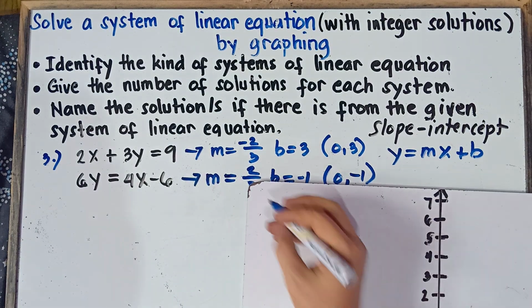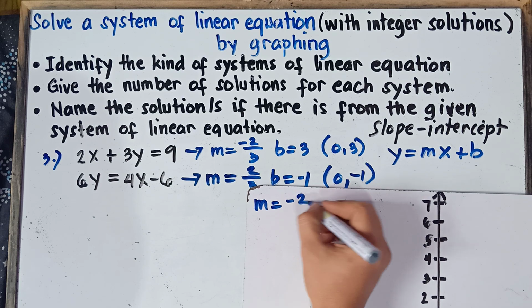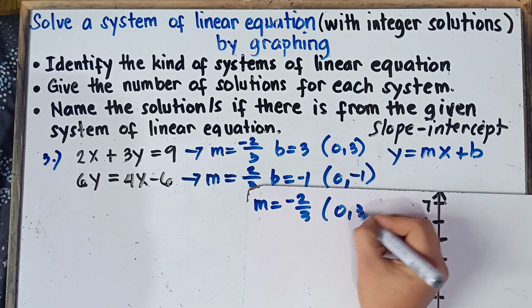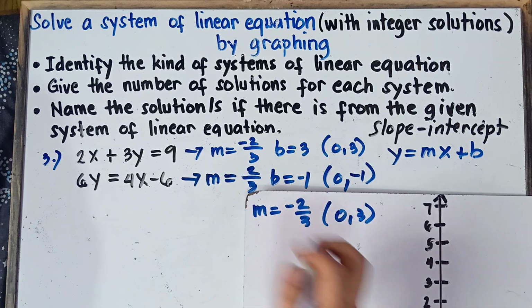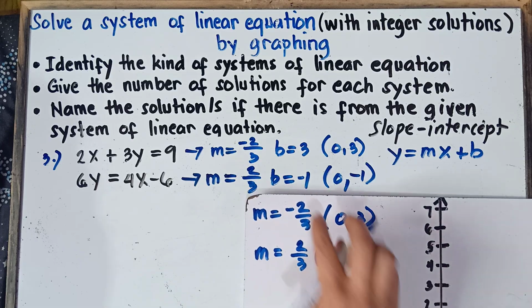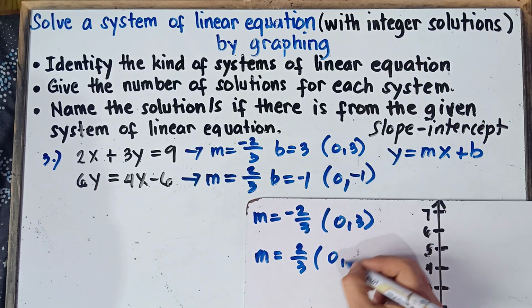Alright, so let me copy that one. So m is negative 2 over 3. And then the ordered pair, let me just copy the ordered pair directly, class, because we will be using the ordered pair and then the slope. The other one, we have m equals 2 over 3. And then the ordered pair, we have 0 and then negative 1.